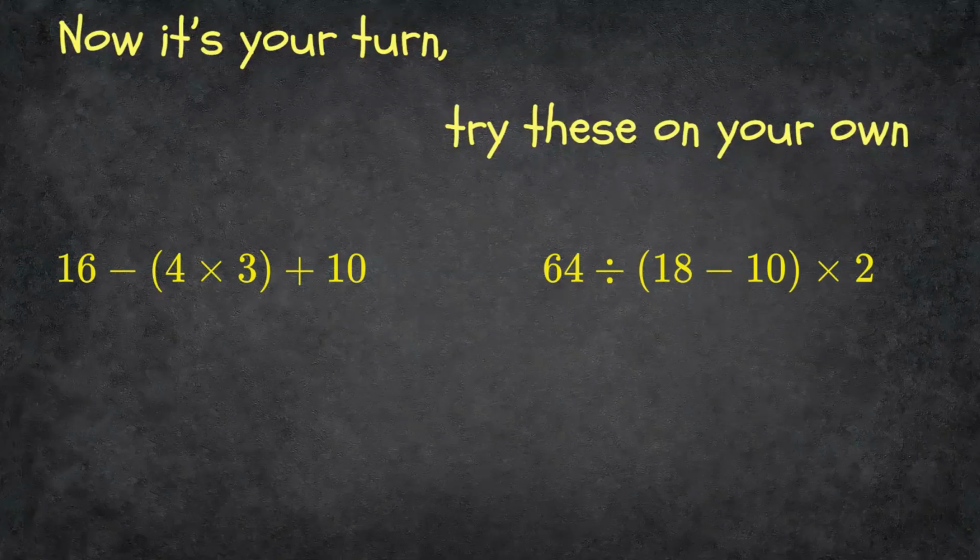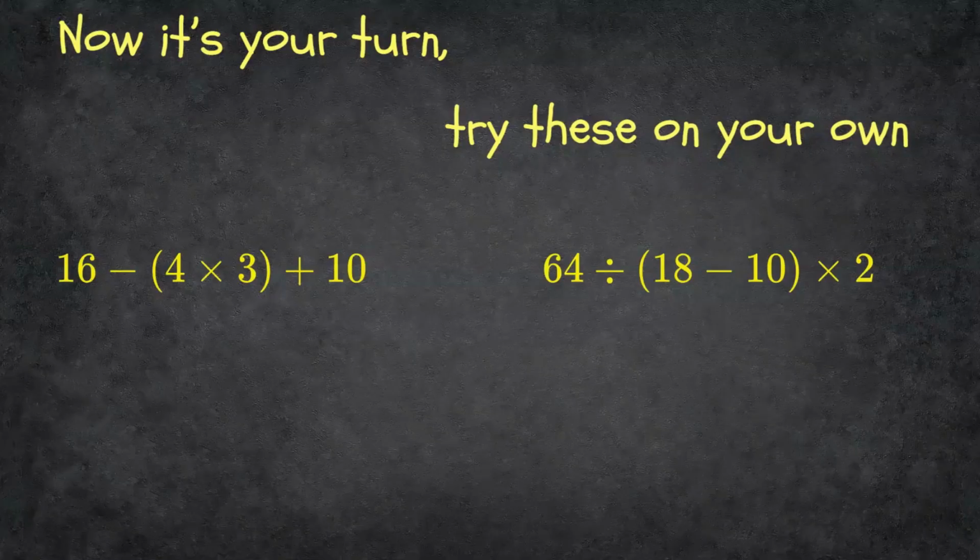So in your first example, you have 16 minus 4 times 3 plus 10. And your second problem is going to be 64 divided by 18 minus 10 times 2. Go ahead and pause this video and see if you can work these two problems out on scratch paper. When you think you have your answer, go ahead and unpause the video and I'll walk you through the process on how to complete these.